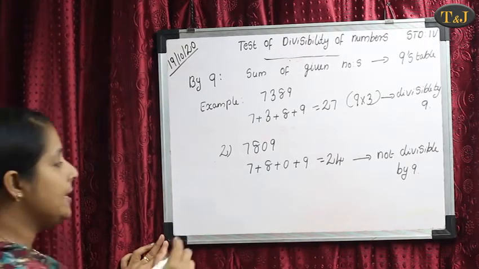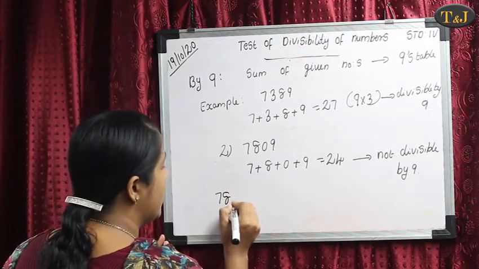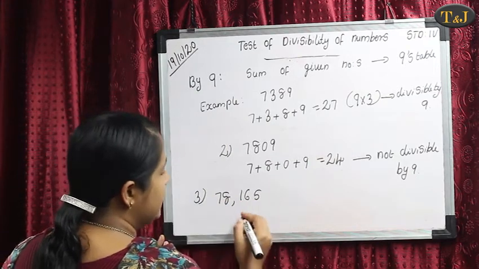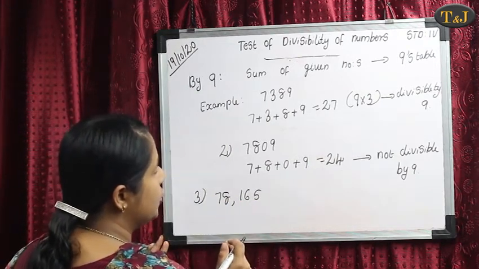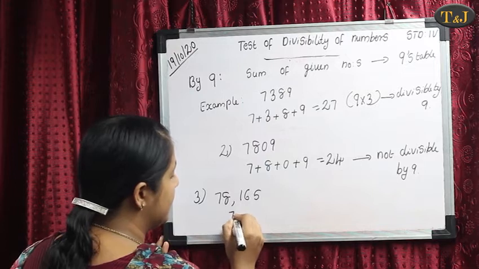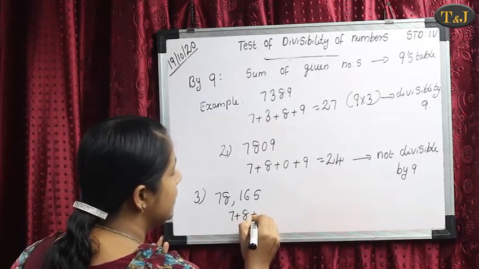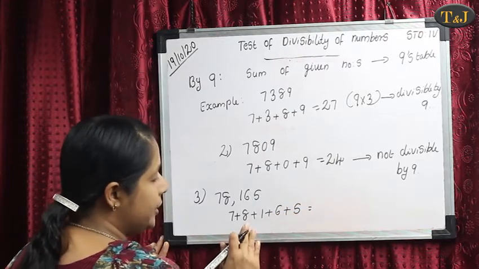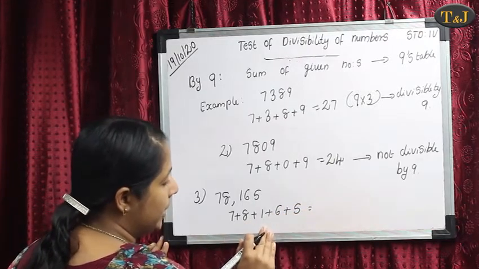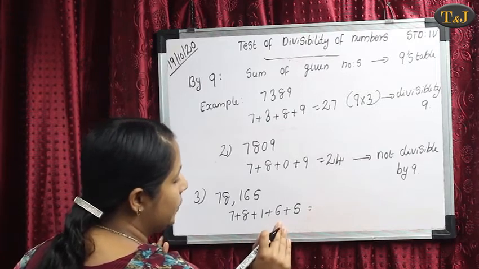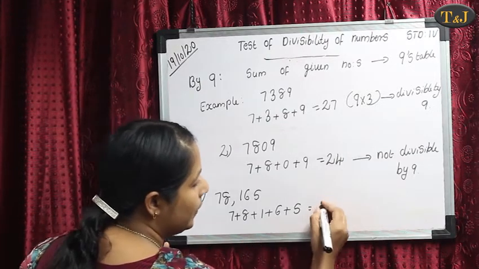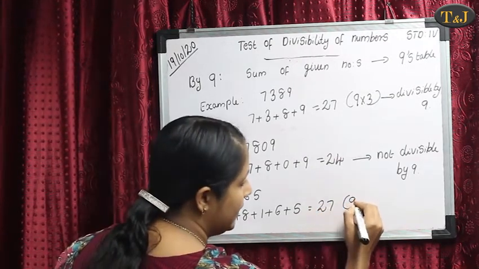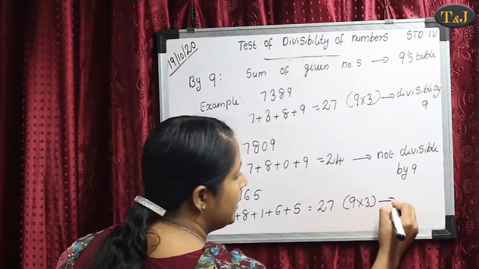Then one more example, consider number 78,165. In this case, to check the divisibility by 9, we are adding these numbers. Given number 7 plus 8 plus 1 plus 6 plus 5. Okay, 7 plus 8 equal 15. 15 plus 1 equal 16. 16 plus 6 equal 22. 22 plus 5 equal 27. Yes, 27 is included in 9's table. 9 3s are 27. So the number is divisible.